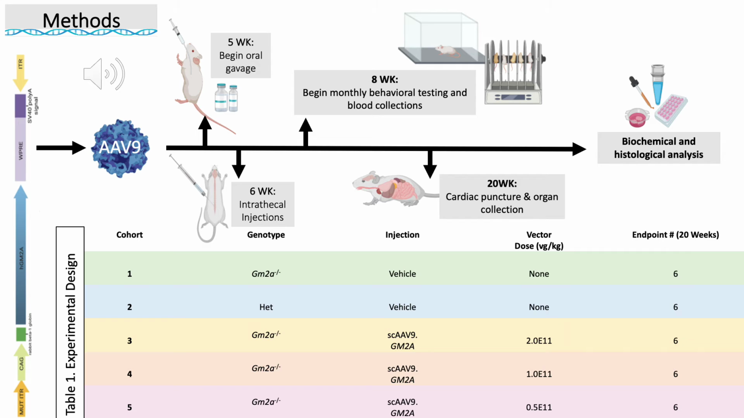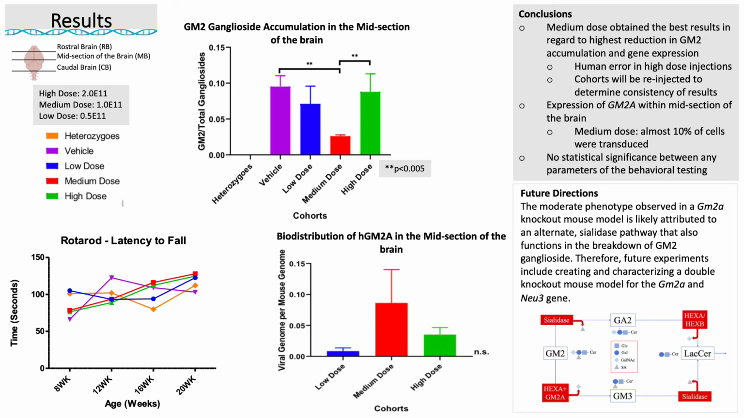The box at the bottom outlines the cohorts involved in this study, of which there are 3 different doses that I administered. I'll now briefly discuss some of the results that I have on this current study. So I'll draw your attention first to the graph titled GM2 ganglioside accumulation in the midsection of the brain. Here we can see, unexpectedly, that the medium dose was the only cohort that had significantly reduced GM2 accumulation within the midsection of the brain.